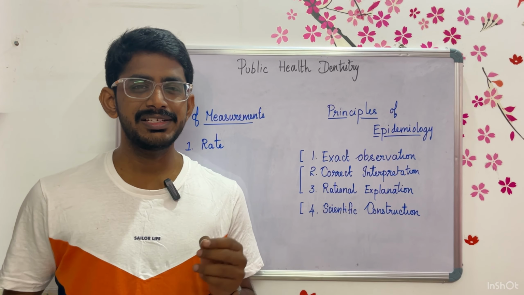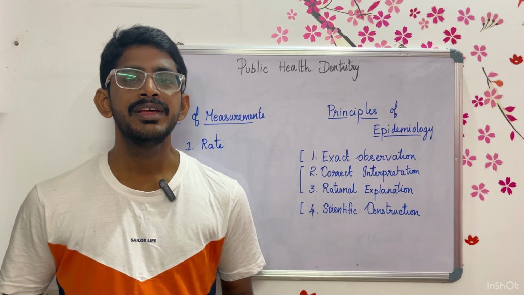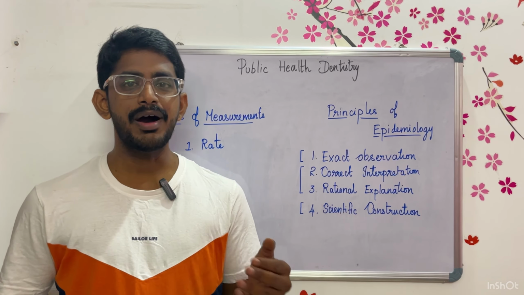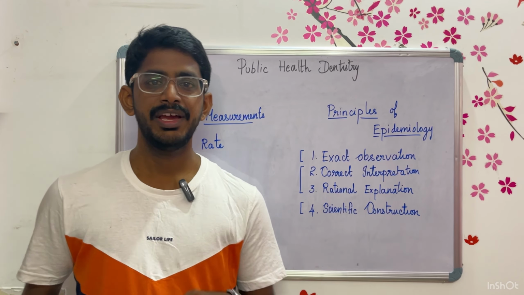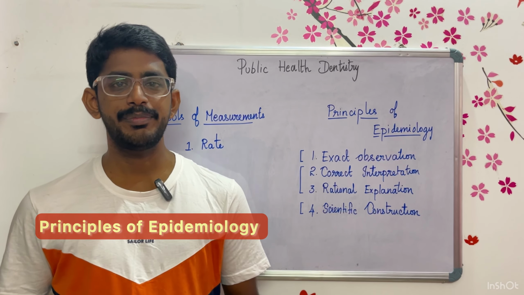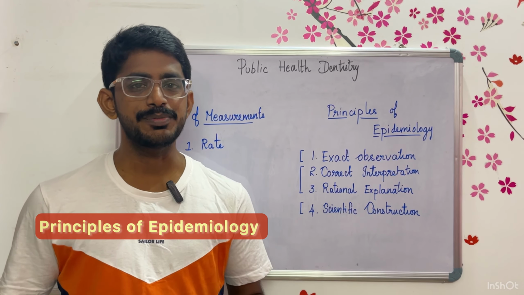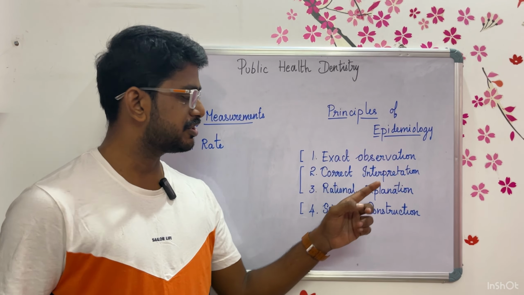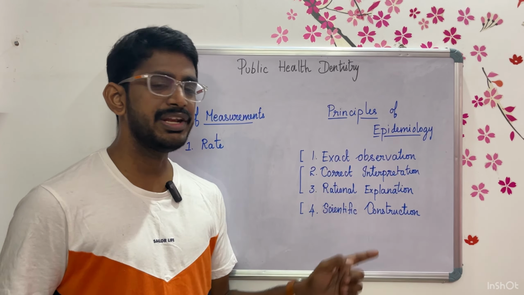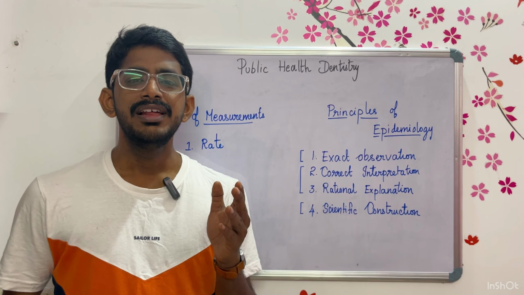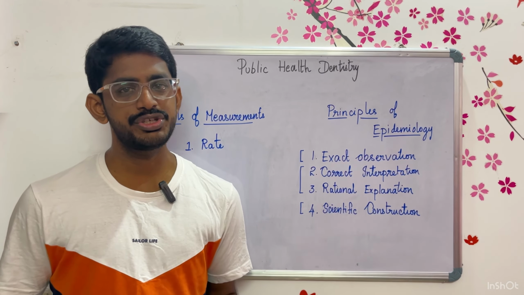So before that, let us see a short concept. This concept can be asked as a part of an essay or a short note. Let us quickly revise it. It is called principles of epidemiology. There are four principles: exact observation, correct interpretation, rational explanation, and scientific construction. Let us see these principles of epidemiology with an example.